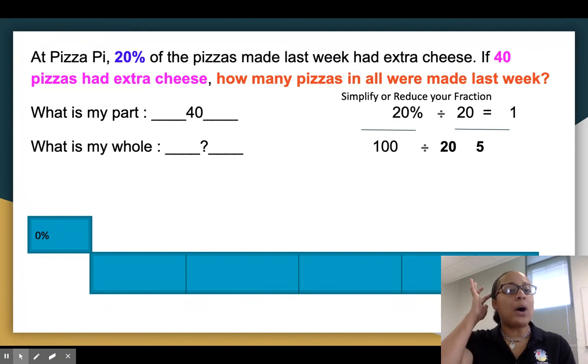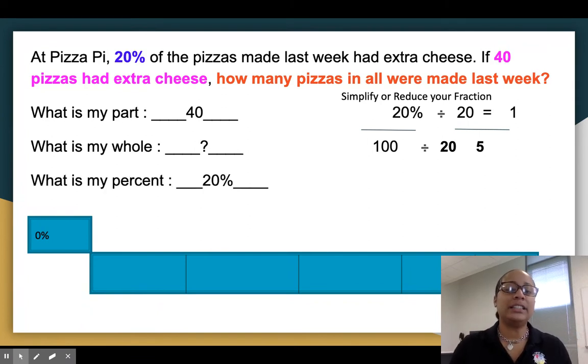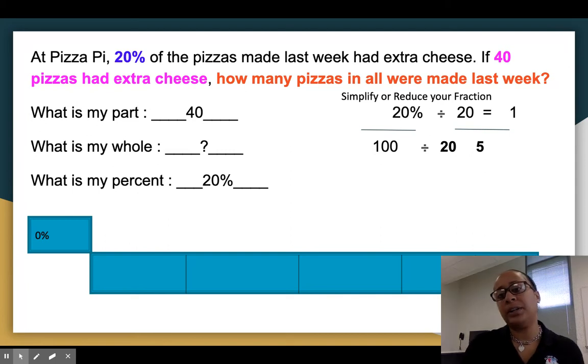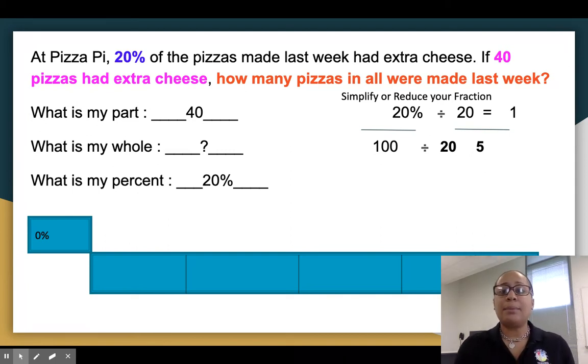What is my whole? I don't know my whole because in the problem it says how many pizzas in all. So my total were made last week. And then what is my percent? 20%. Because remember, once again, every time I see a percent sign, I know I know my percent in the question. So now I am going to use 20% over 100 because percent is always out of 100. And then I'm going to divide.